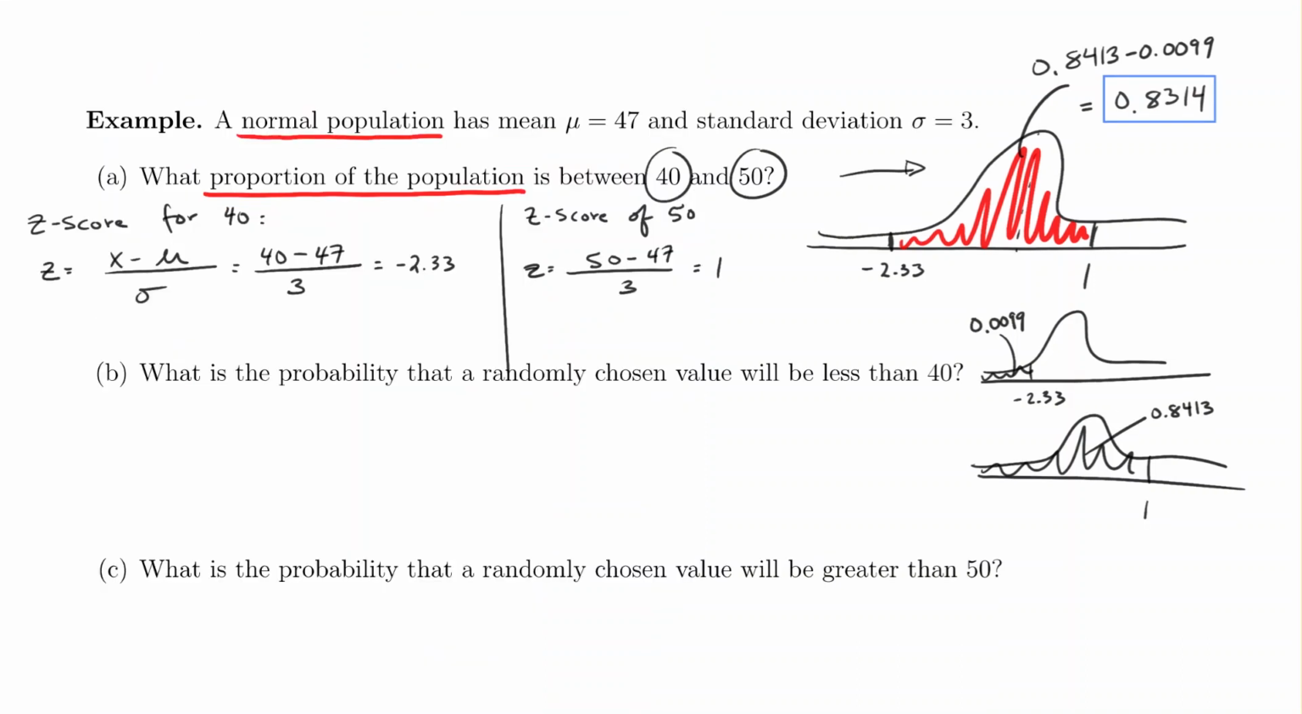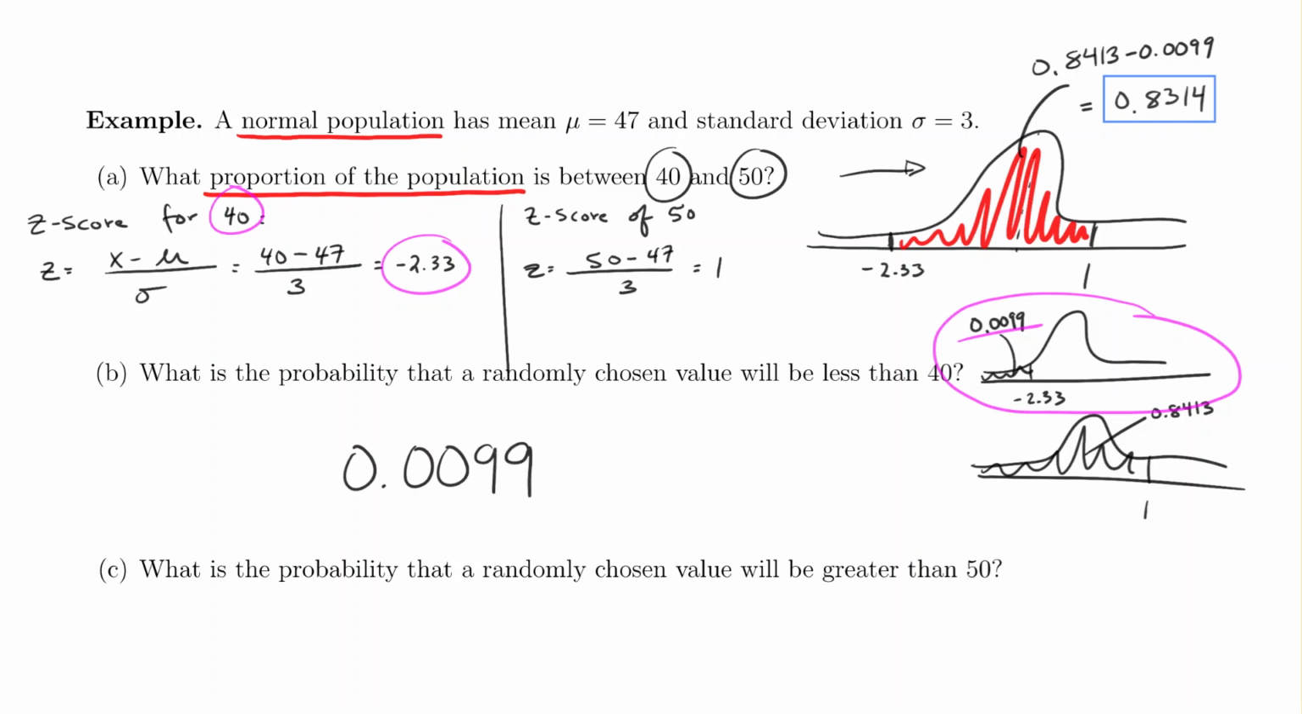Okay, next question. What's the probability that a randomly chosen value will be less than 40? Now, this is a really nice problem because it's asking a question that we already solved in the process of answering part A. We found the proportion less than the z-score associated to 40, because remember, 40 had a z-score of negative 2.33. That proportion is 0.0099. So we can just record that, no additional work is needed.